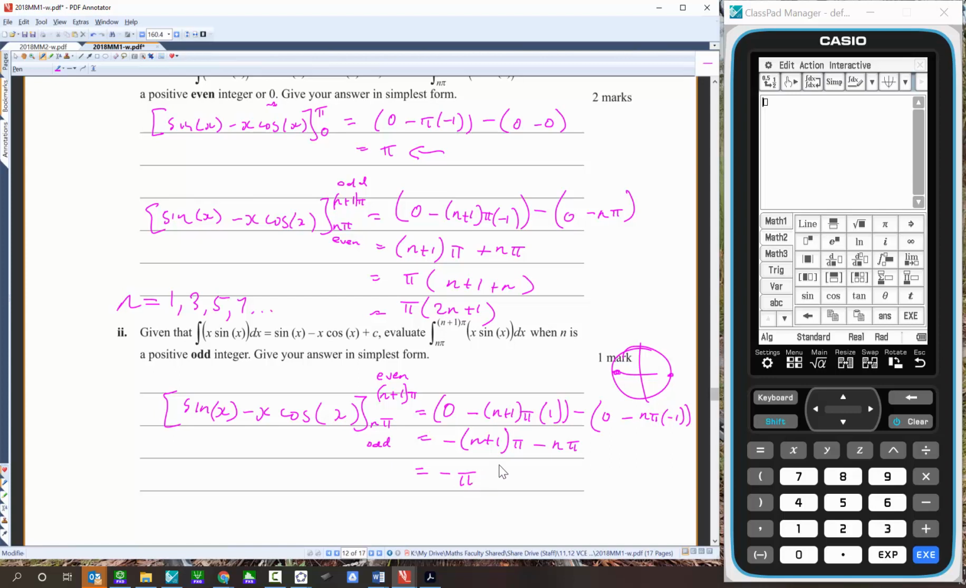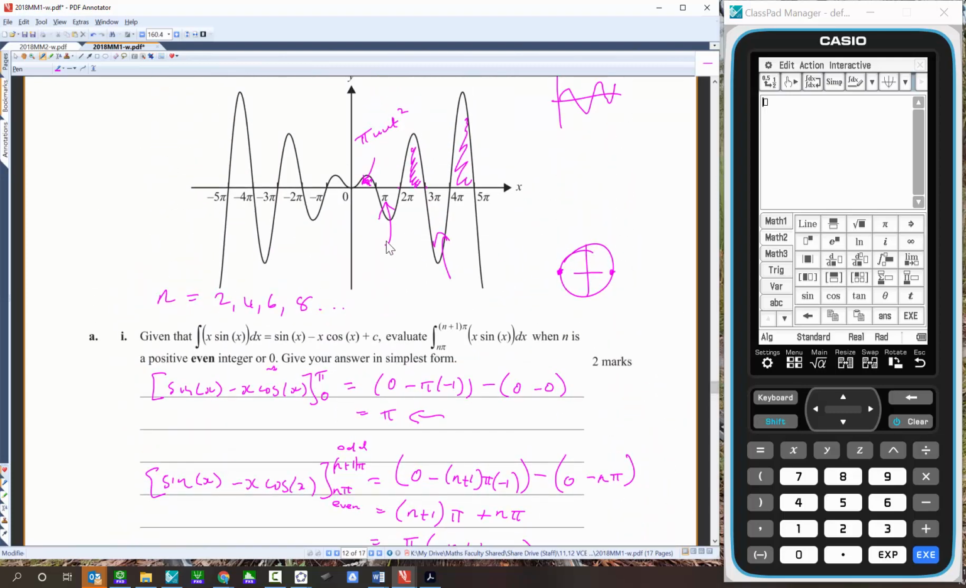Let's take out pi as a common factor. N plus 1, what's that going to be? Plus n, which is negative pi (2n plus 1). All right, and that seems to be okay. Okay, so n is 1. 2 times 1 is 2. 2 plus 1 is 3. That's negative 3 pi. All right, sounds okay.